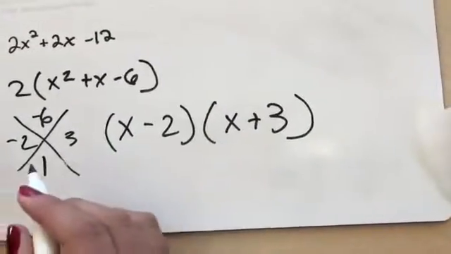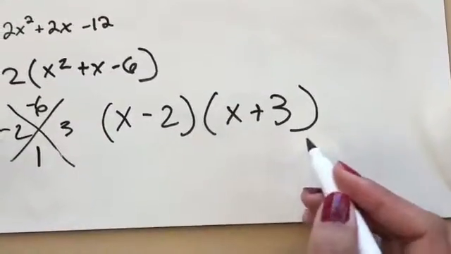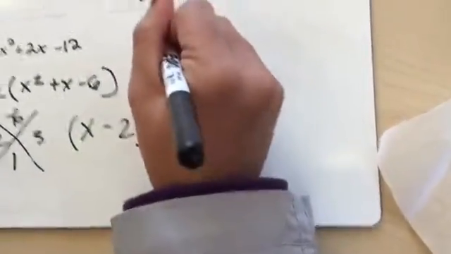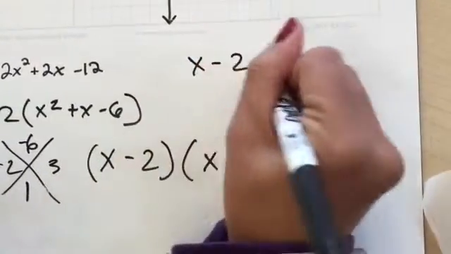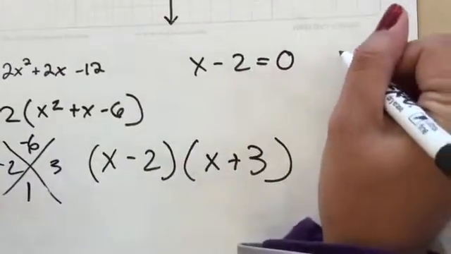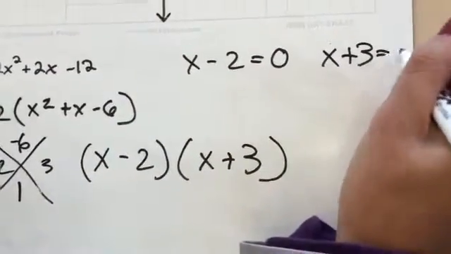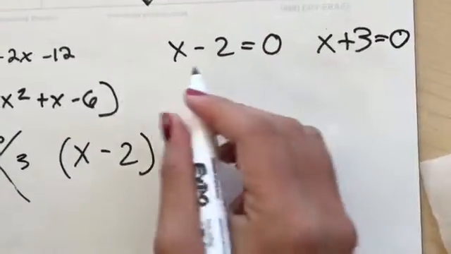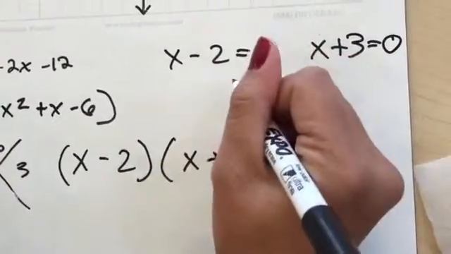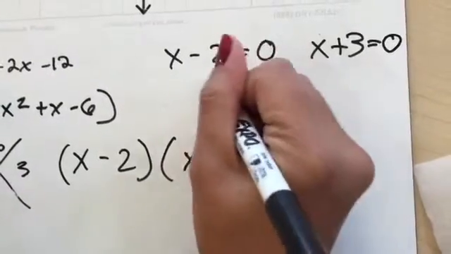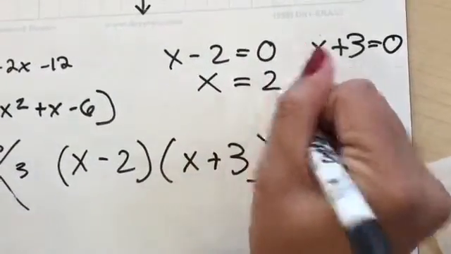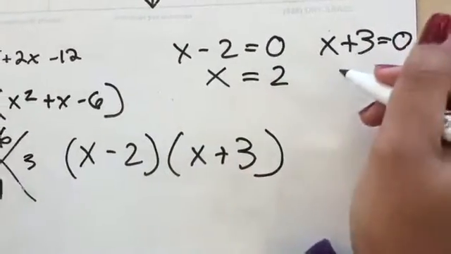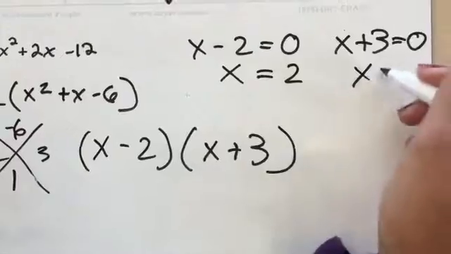In order to get your 2 other zeros, you'll have to solve for x, which will be x minus 2 equals 0 and x plus 3 equals 0. Then you will have to add to both sides, and then you will get positive 2 for this part, and for this part you will get negative 3.